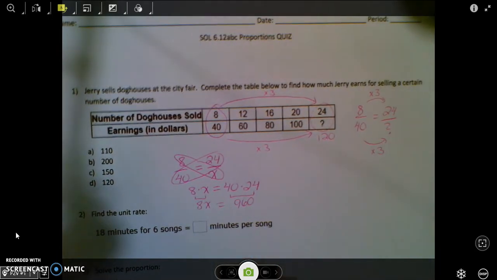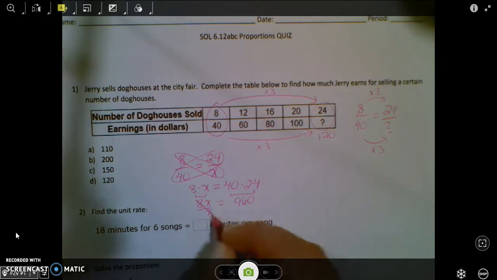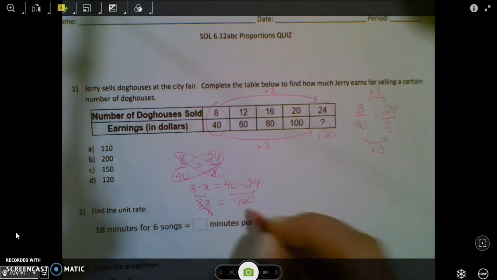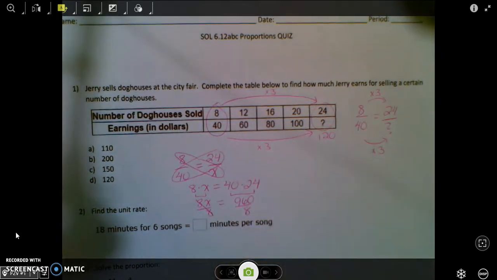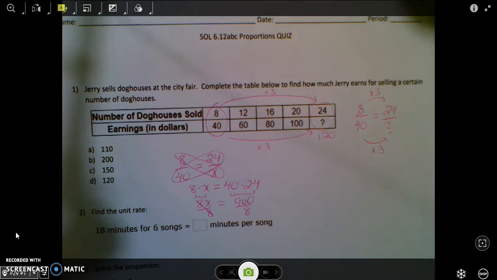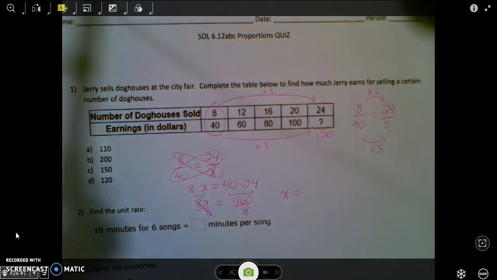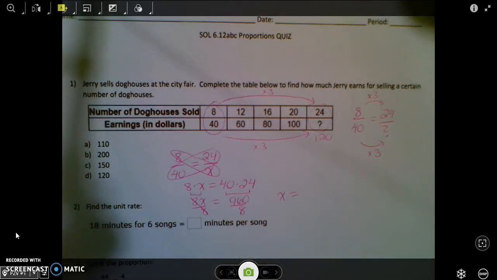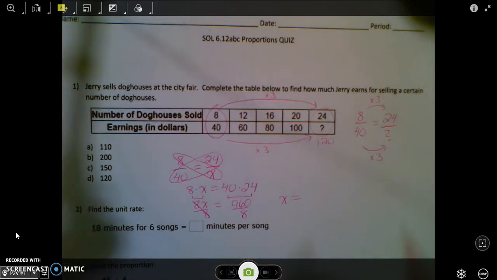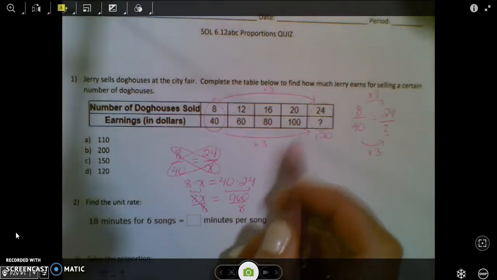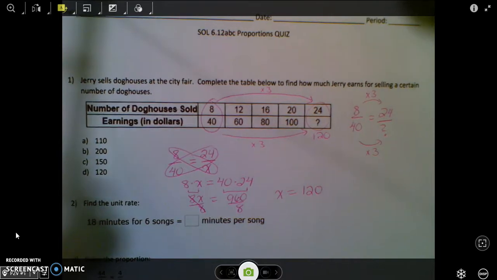The way that I get X by itself is then by dividing by 8. Whatever is in front of the variable, that's what I'm dividing by to isolate it, to get it by itself. So over to the side here, I'm going to write my answer because I'm running out of space below it. When I do 960 divided by 8, that would give me also an answer of 120, which is what we got when we used the constant of proportionality up above as well.